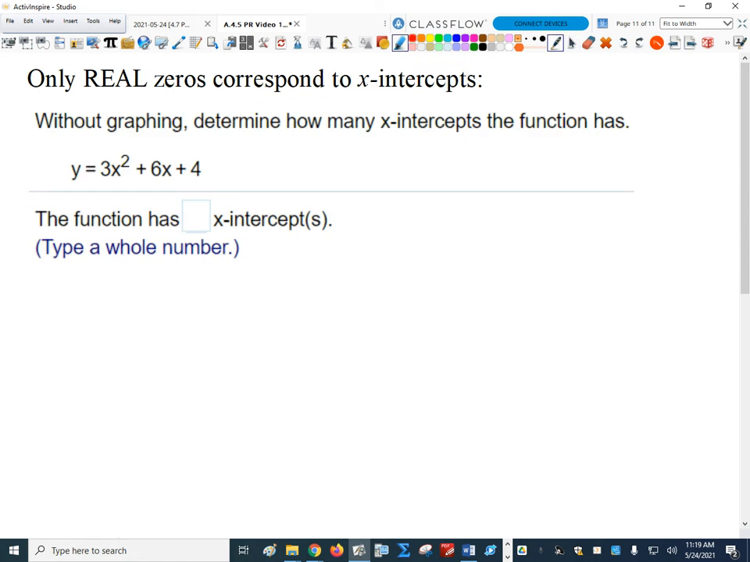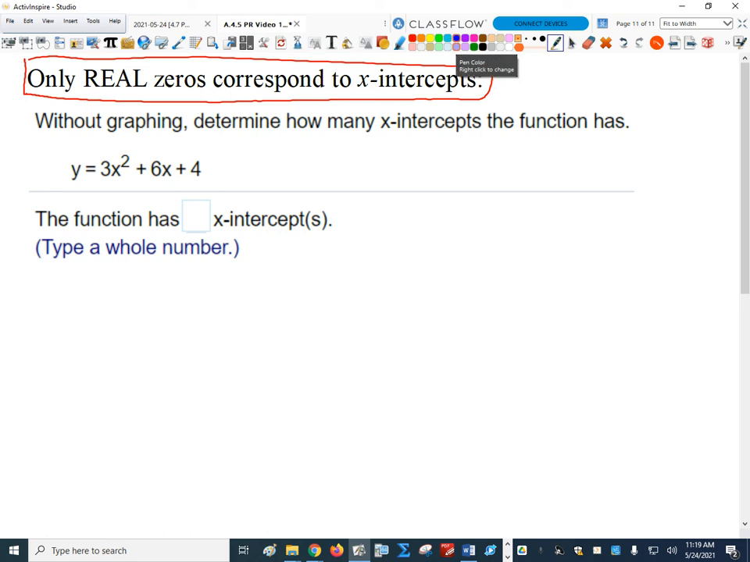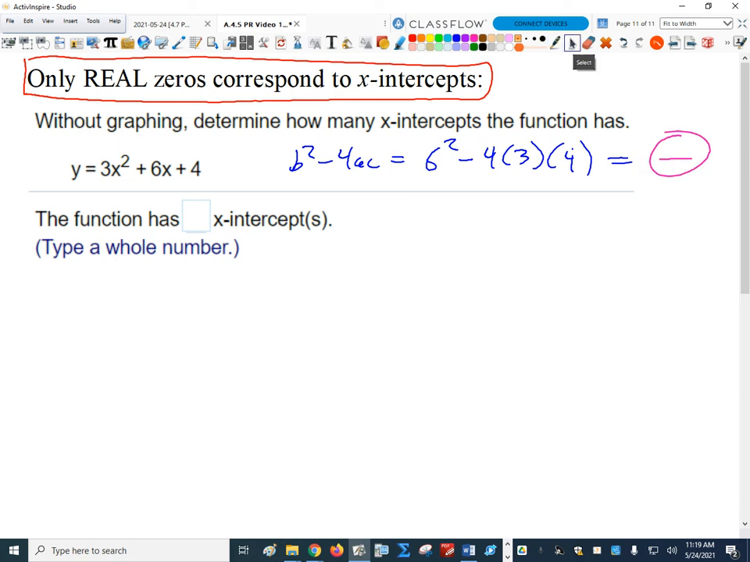So here's the important thing to remember. We've talked about this before. Only real zeros correspond to x-intercepts. Imaginary zeros do not show up as x-intercepts, right? So on this one, I like this one better in a way because you don't even have to calculate the value of the discriminant. You just need the sign. B squared minus 4ac is 6 squared minus 4 times 3 times 4. Well, that's negative, isn't it? 36 minus 48. Right? So I don't even need to know what the number is, but I do know that it's negative. If it's negative, does it have any real zeros? If the discriminant's negative? No, I'm getting imaginary, right? So how many x-intercepts does it have then? None, right? Because it has no real zeros.